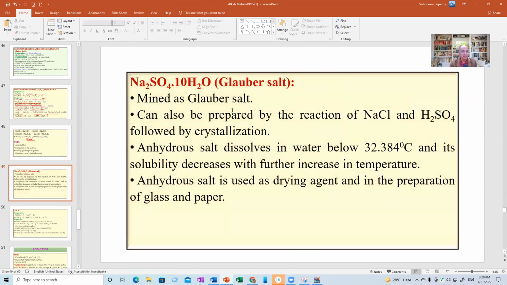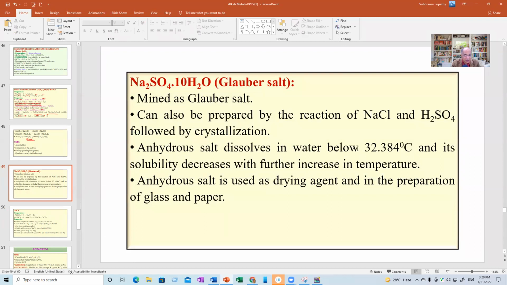Yes. This is Glauber salt. It is available in nature as Glauber salt, but we can prepare sodium sulfate by any chemical method and then crystallize to form the decahydrate. We can prepare it with conc. sulfuric acid and sodium chloride, in 2 phases, sodium bisulfate and then sodium sulfate, and then crystallize.